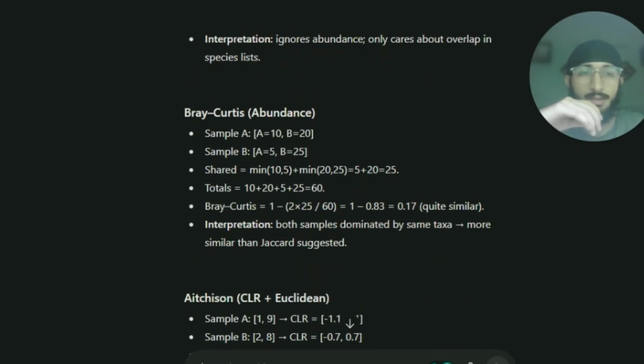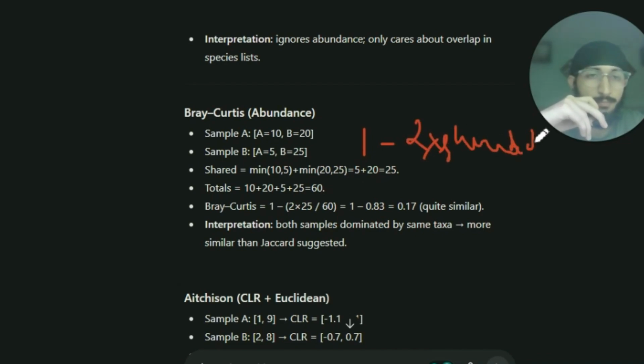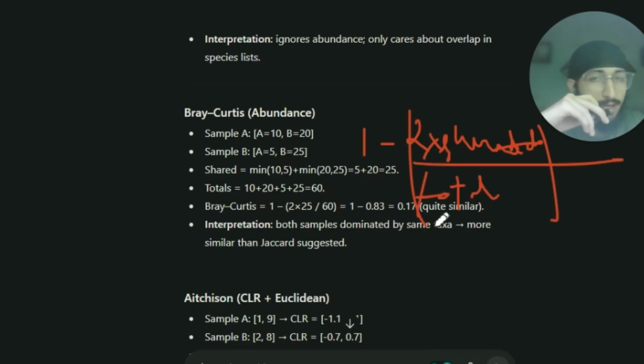Then Bray-Curtis. We have sample A and sample B. Shared is the minimum of 10 and 5, these two compared, and the minimum of 20 and 25, the same species compared in both samples. We add these minimums, and also get the totals. Then we apply the formula: 1 minus 2 times the shared abundance upon the total abundance. So 1 minus 2 times the shared abundance, that is 25, upon the total abundance, 60. So 0.17 is the value that we are getting.